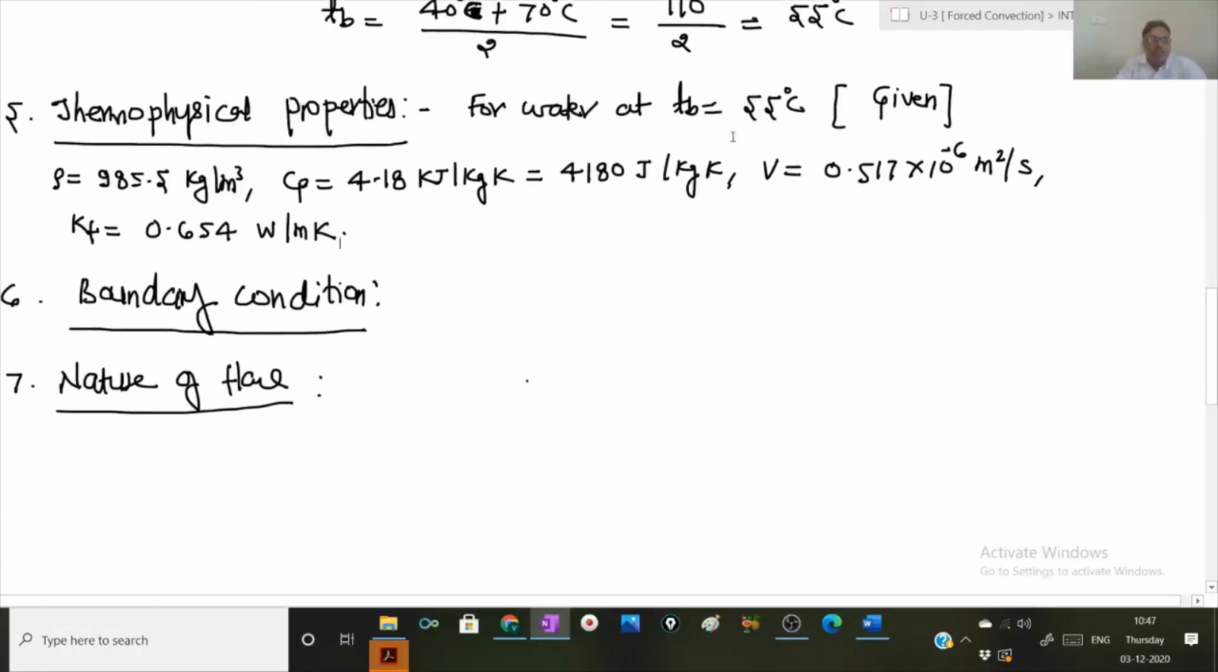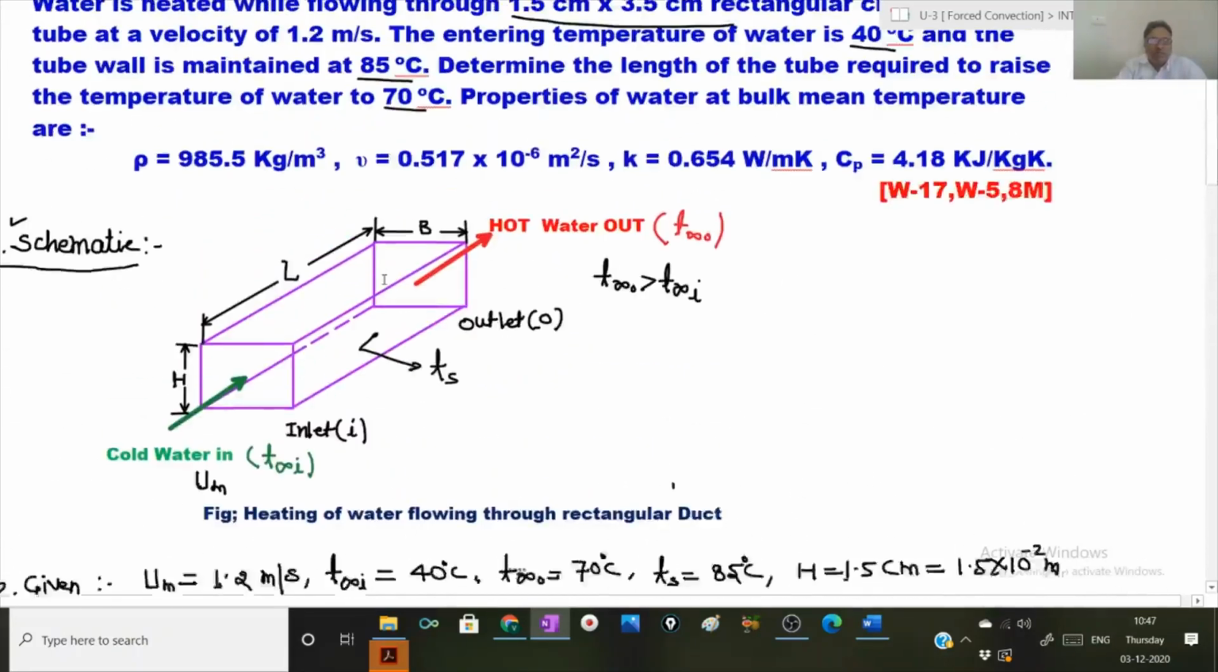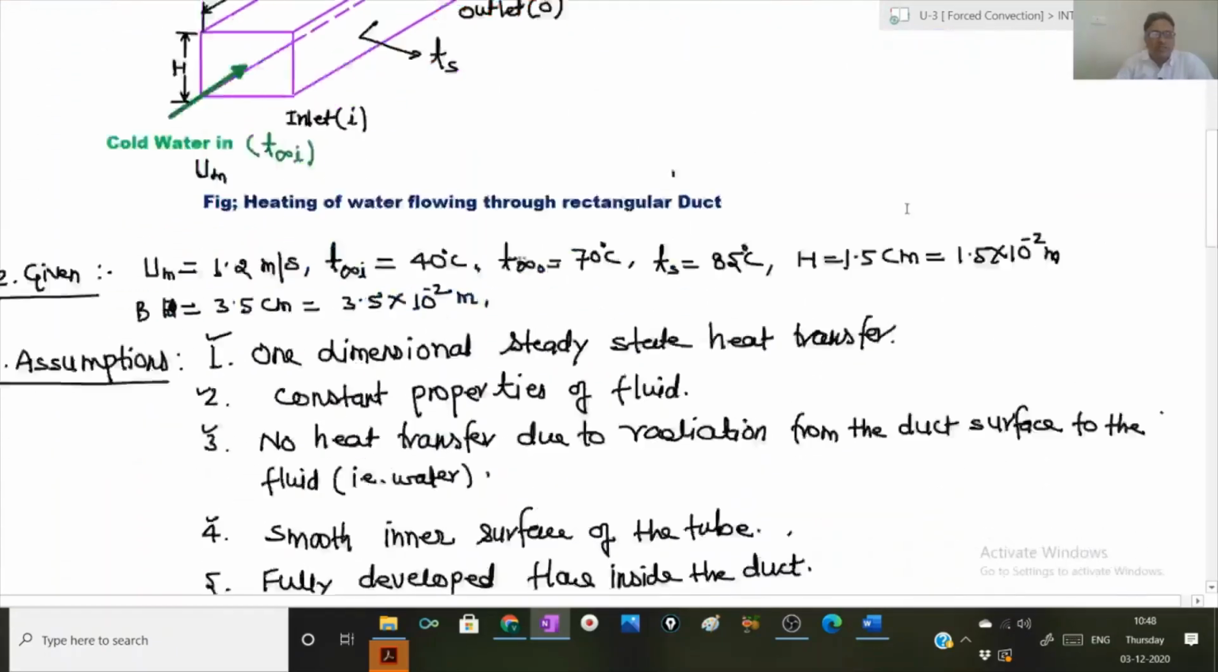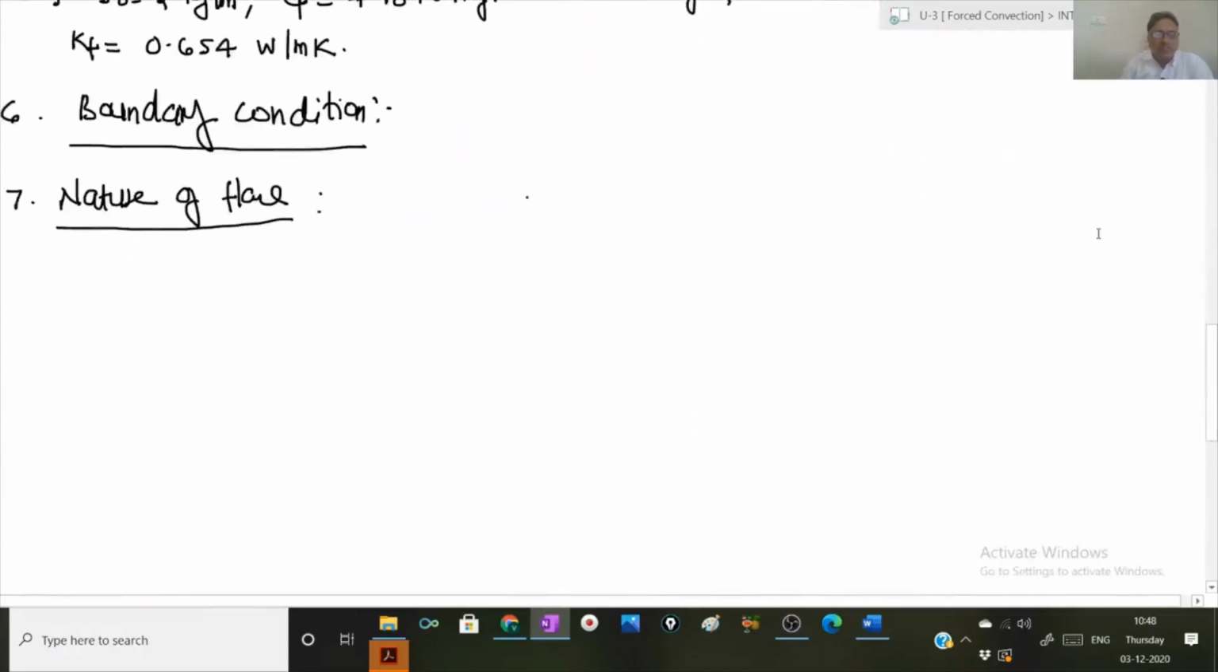After obtaining all the thermophysical properties which are given in the problem itself, step number 6 is to find out the boundary condition. Now in this problem, the surface temperature of the pipe is given as 85 degrees Celsius. So boundary condition is constant wall temperature boundary condition.